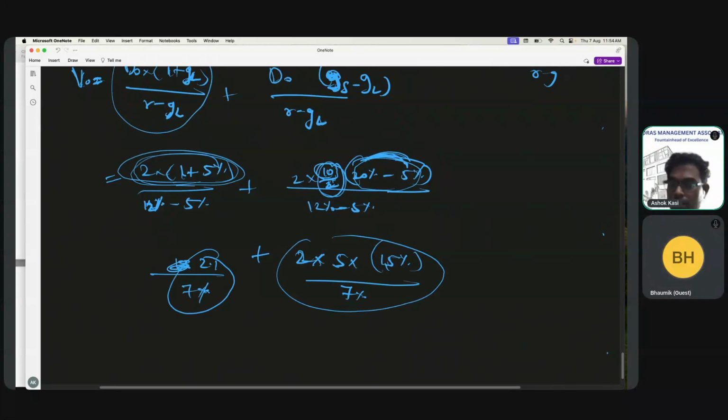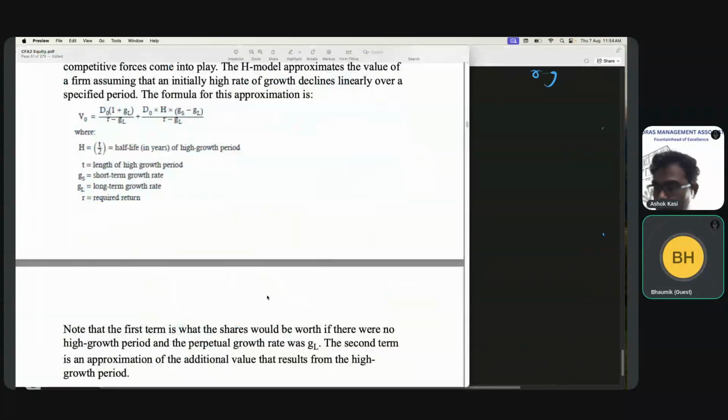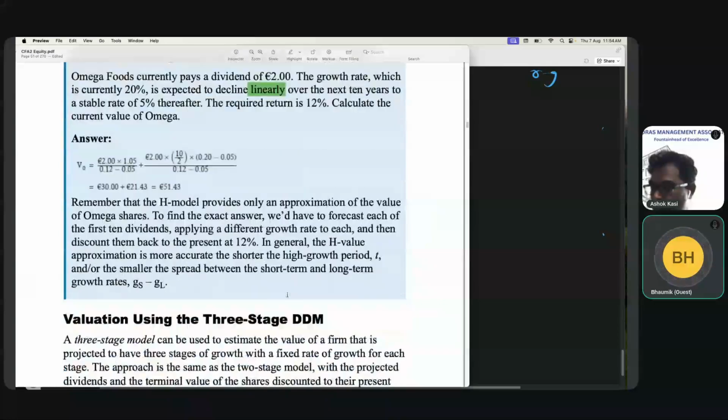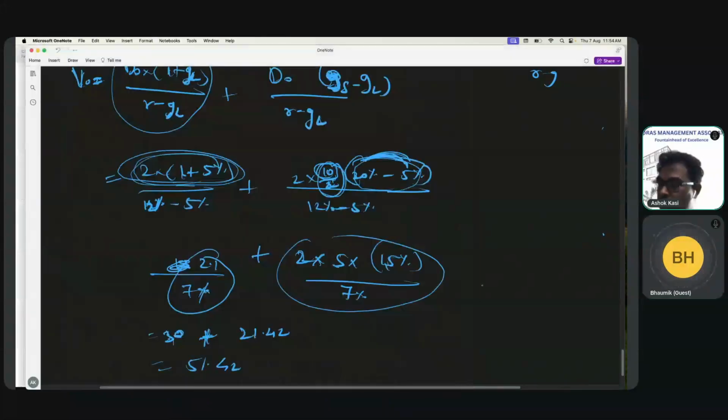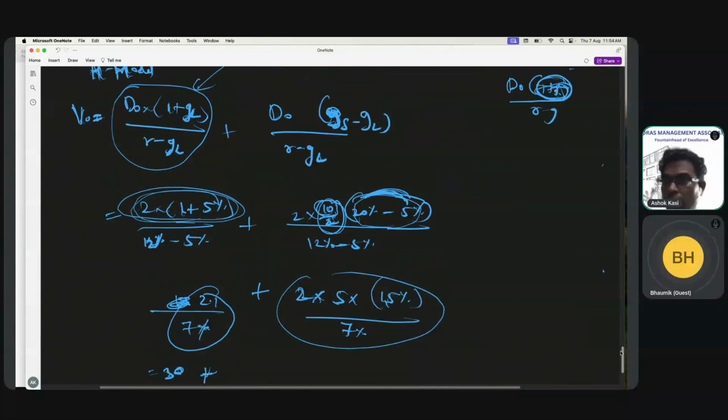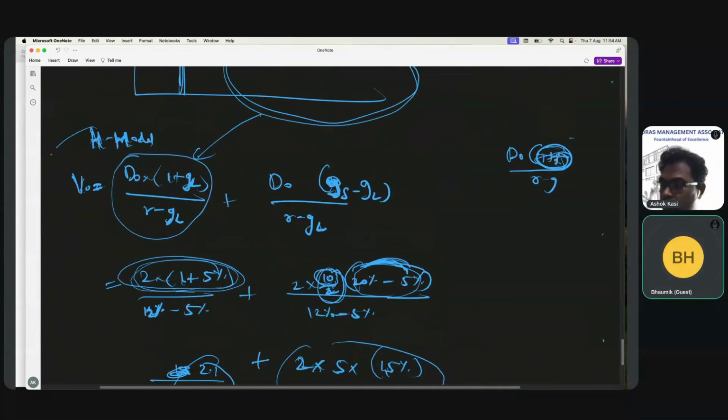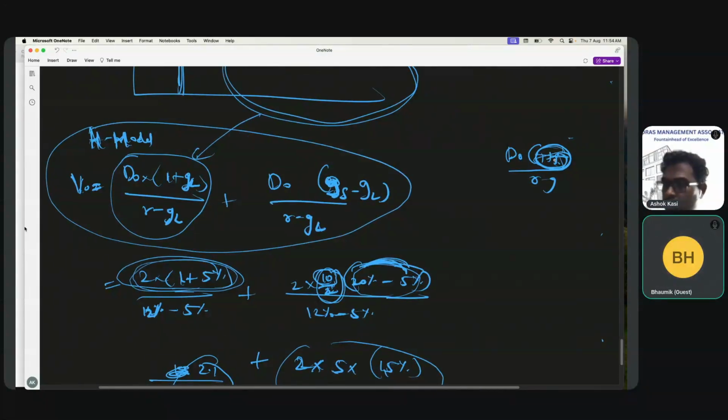So the first part is 30. Second part is 21.42. So 51.42. So this is the formula you have to remember. Just a minute, sir, I'll write it down.